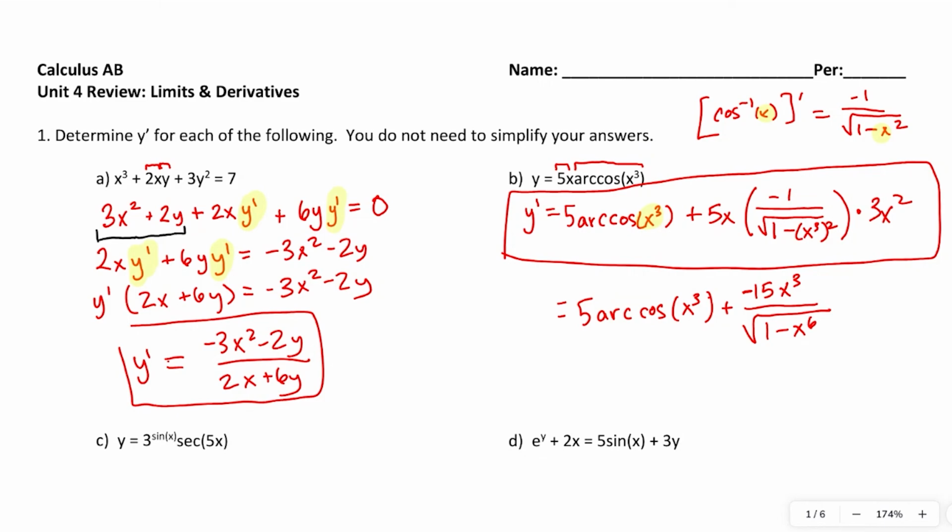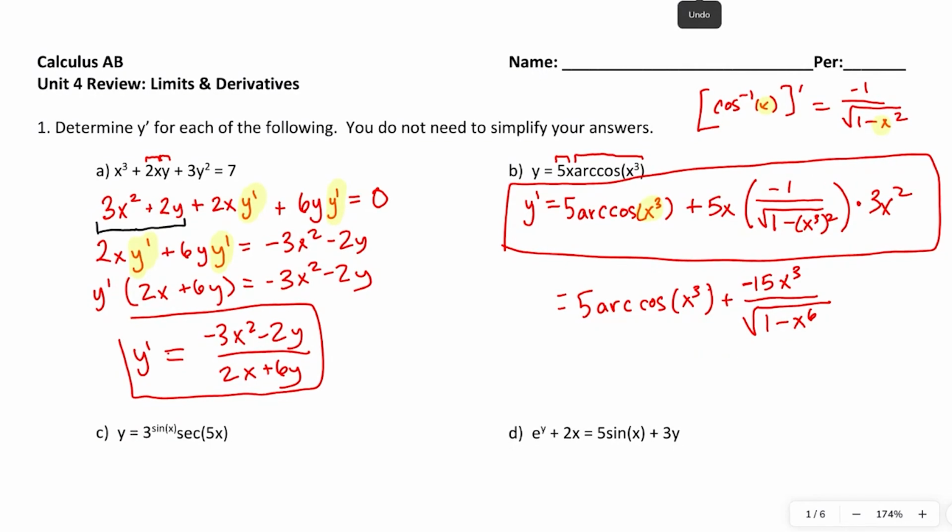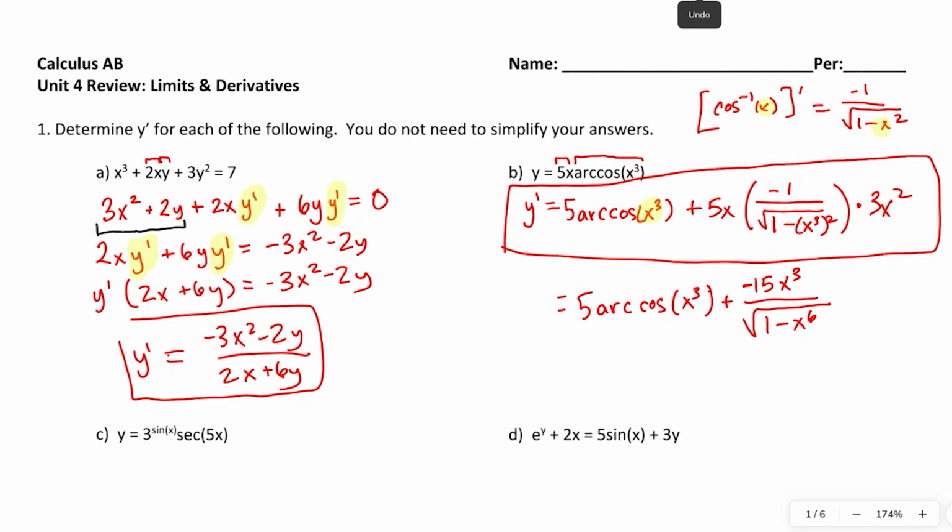So either way is fine. Yeah, so anyway, that would be your answer there. I think I'm going to leave that initial one boxed rather than the one I have below.